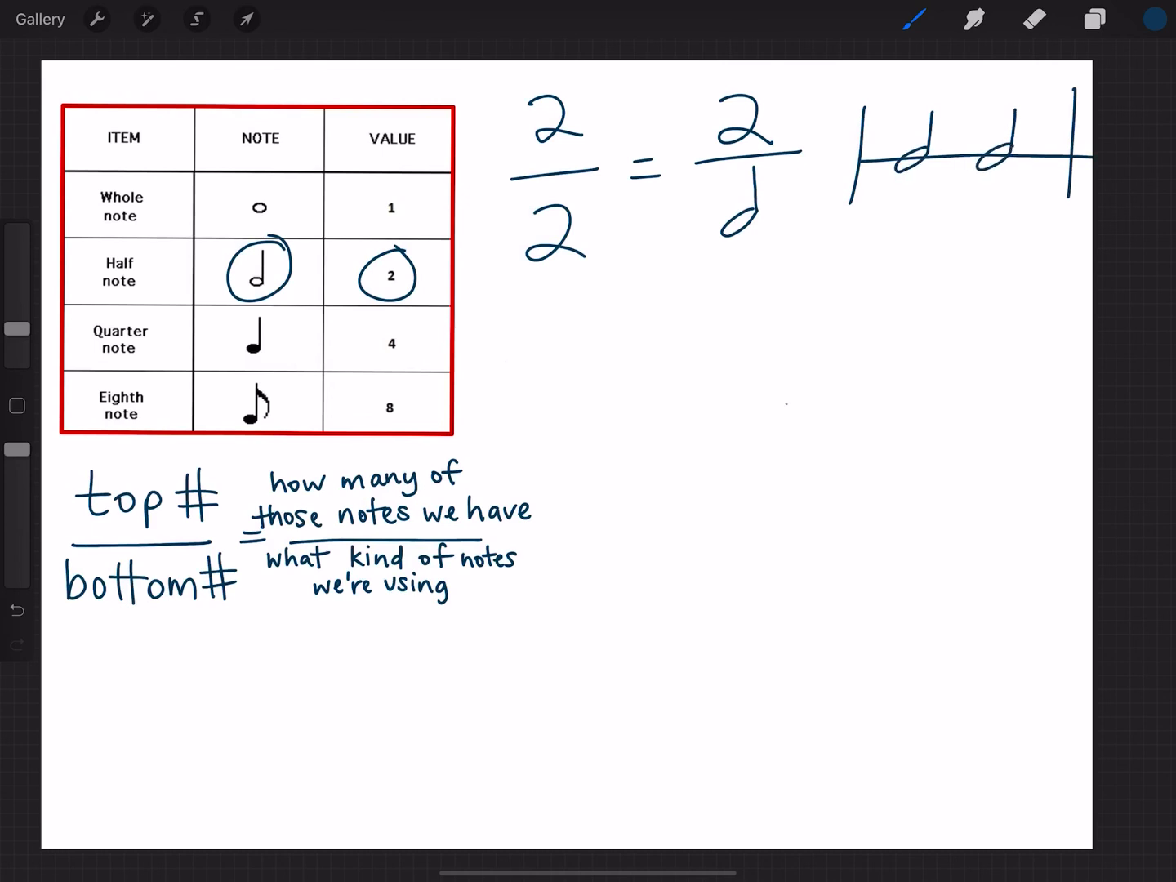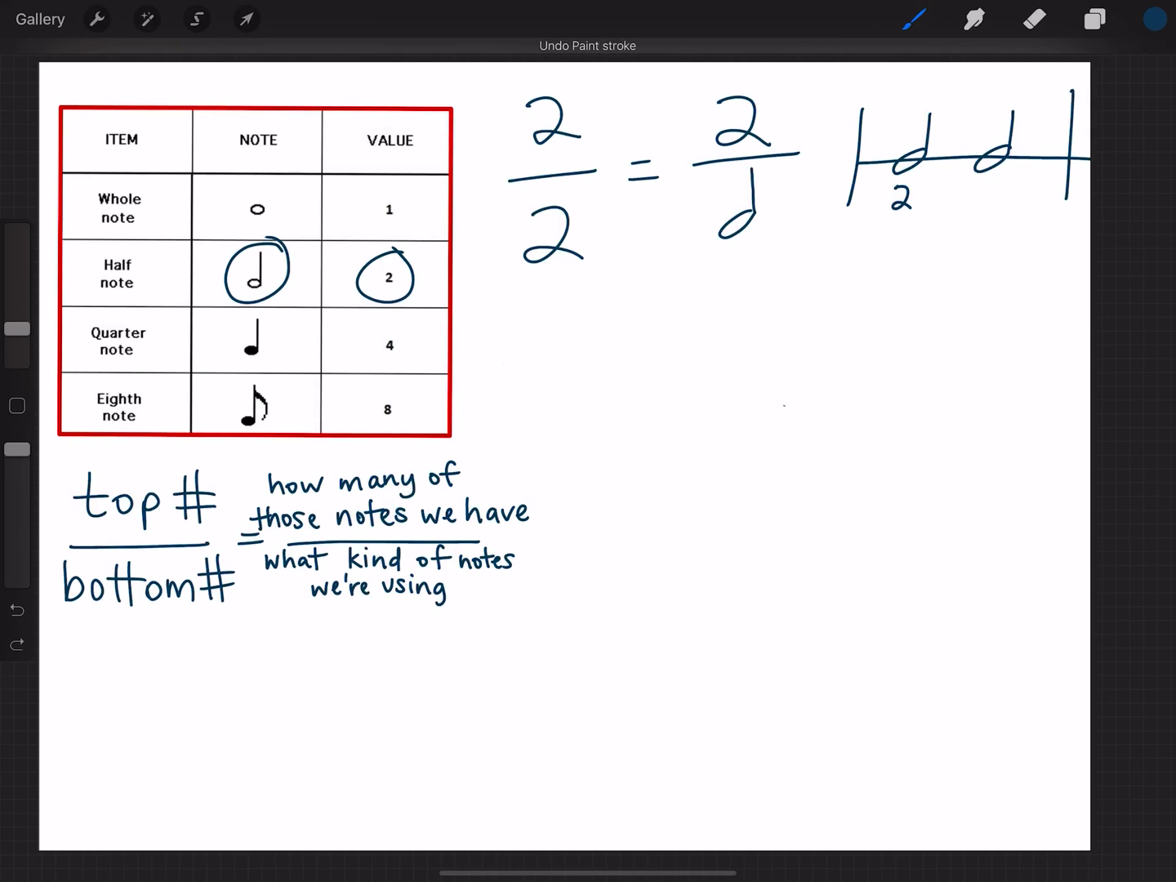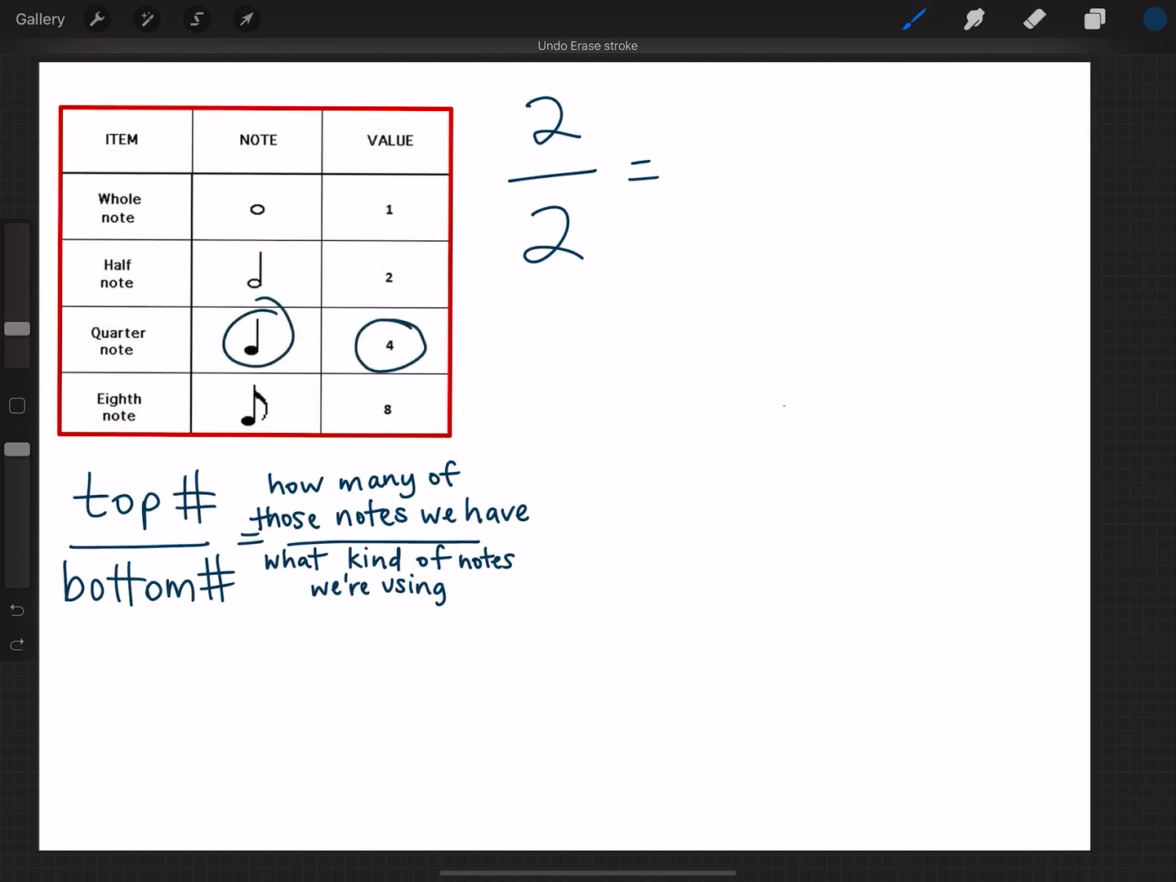Now, how many beats is a half note worth? If you remember from our note value lesson, it's 2. And 2 plus 2 is 4. So the measures that we could write can only have 4 beats. They can't have 3. They can't have 5. They have to have 4. Let's do one more example.